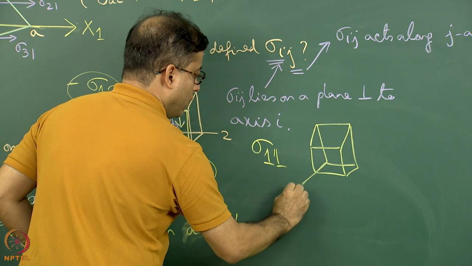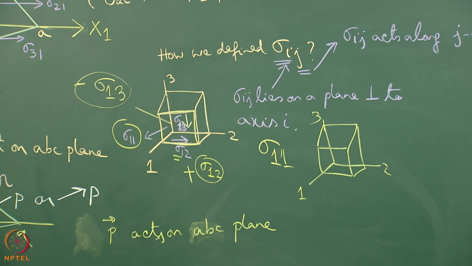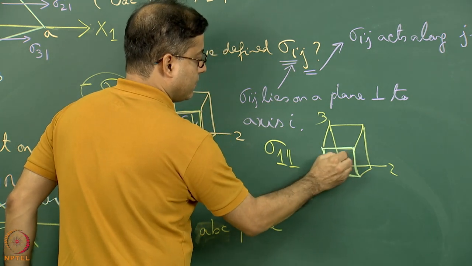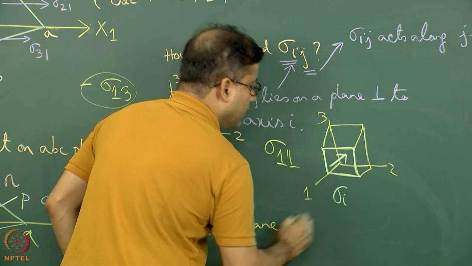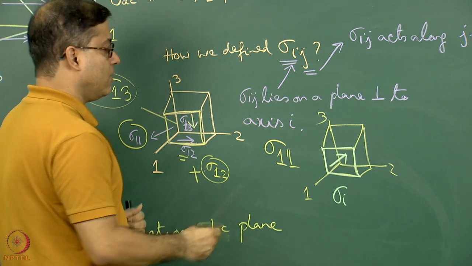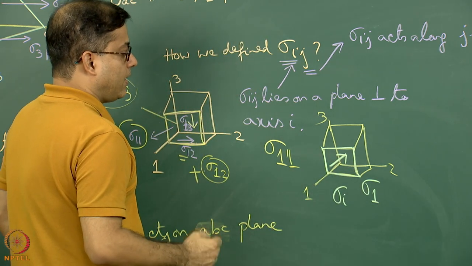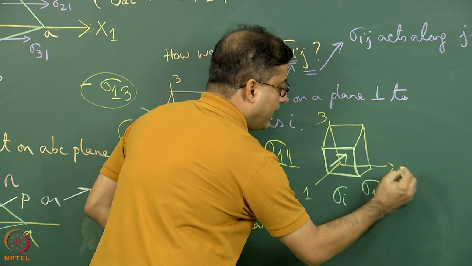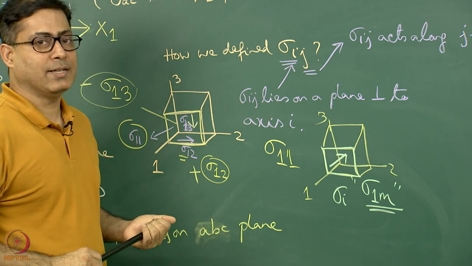And if you argue right now that this is the cube where we are working, with axis 1, axis 2 and axis 3, and on plane 1, that means on plane 2, 3, this particular plane, there is a stress acting like that, what would it be called? It can be called sigma 1, but this direction is neither parallel to 2 nor parallel to 3, yet it is a shear stress. So we cannot call it sigma 1-2, neither can we call it sigma 1-3. So I can call it sigma 1, let's say M, and we define M as a direction which is neither parallel to 2 nor parallel to direction 3.